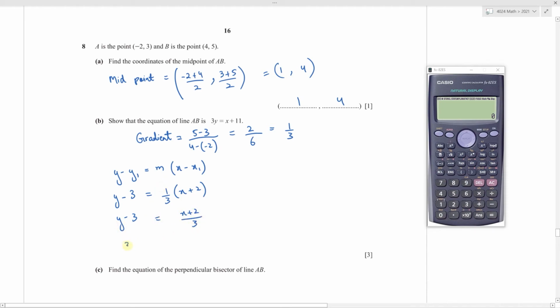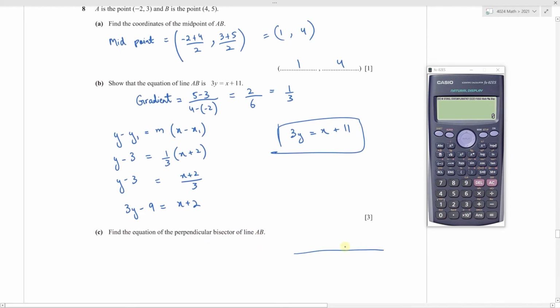I'll take this 3 to the other side. 3y minus 9 equals x plus 2. And then if I take this 9 to the other side, 3y equals x, 9 plus 2, 11. So 3y equals x plus 11, you have shown. Part C is find the equation of the perpendicular bisector of line AB.